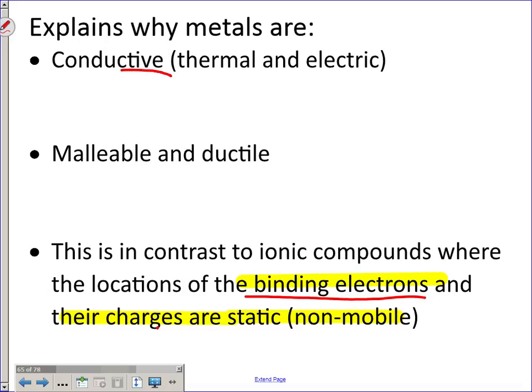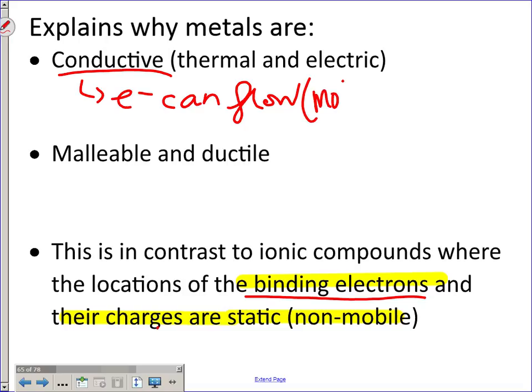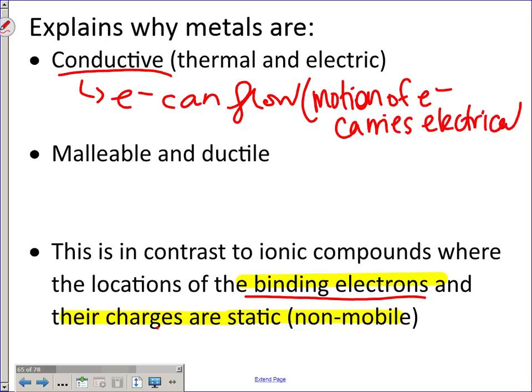So conductive means that electrons can flow. That's all it means. So if your electrons are flowy or have the ability to delocalize themselves and bounce around, they can be conductive. So motion of electrons carries electrical charge or thermal energy. That's basically what an electron can do. And so in a metal, because it's got a sea of delocalized electrons, it can do that.